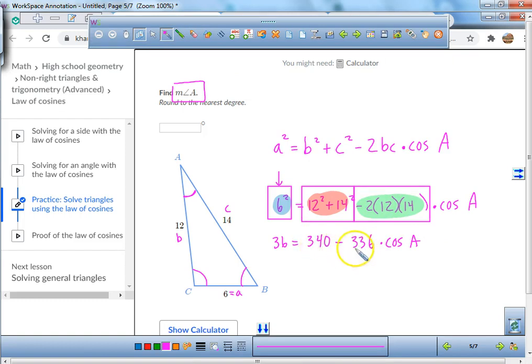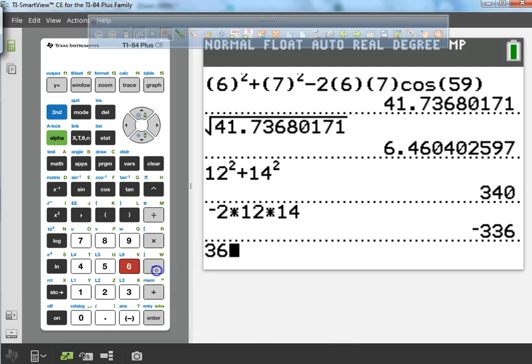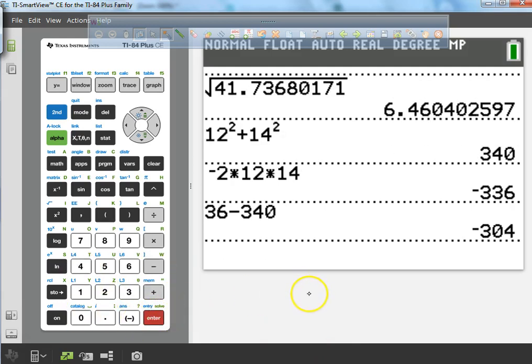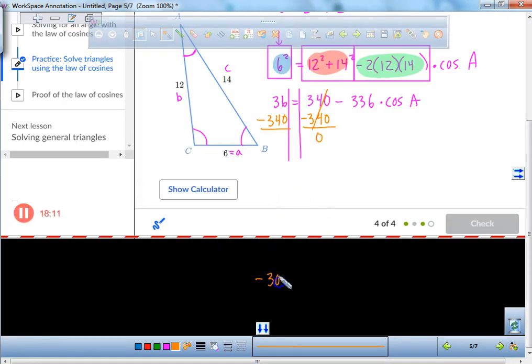Do not subtract these. You cannot do 340 minus 336 because this is technically being multiplied by the cosine of A. So the next step, you better take away 340 from this side, and you better take away 340 from this side. These will zero out. When you do 36 minus 340, you get negative 304. That's super important. So we have negative 304 equals a negative 336 times the cosine of A.